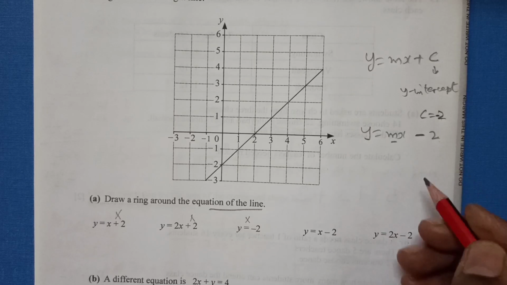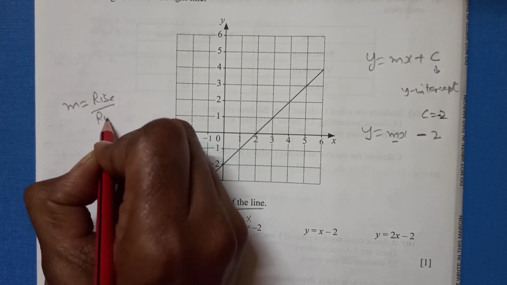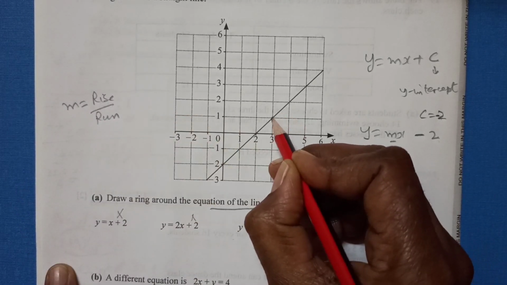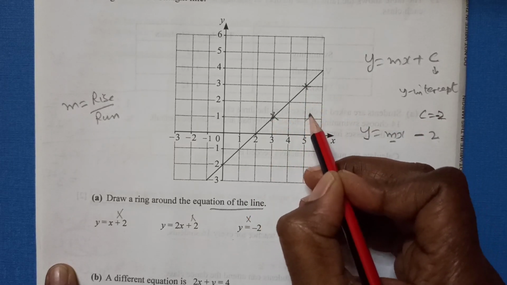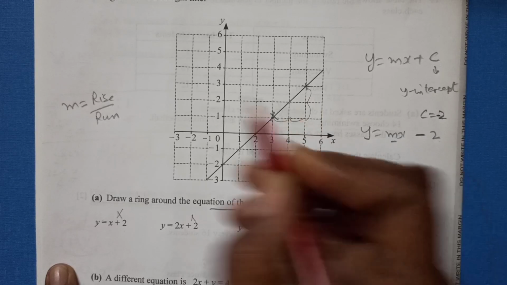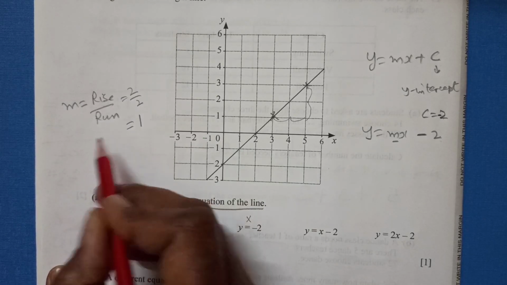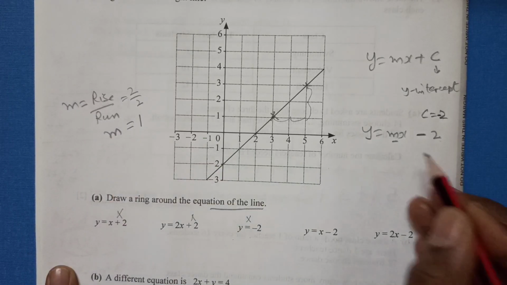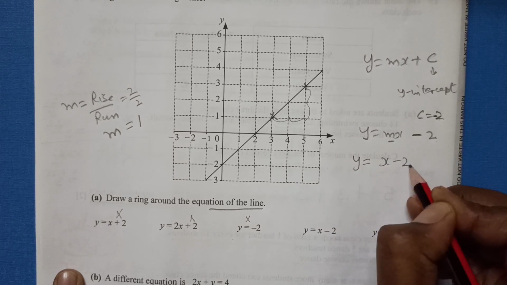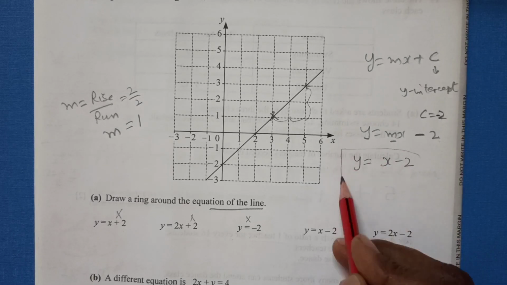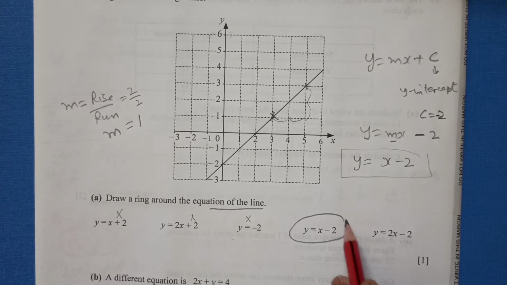And so what is m? M is rise over run. So choose any 2 points. Let's say I'm taking from this point to this point. So from here, rise is 2 and run is also 2. So this is 2 over 2. So 2 over 2 is 1. 2 divided by 2 is 1. So that means the value of m, the slope, is 1. So y equals 1 times x minus 2, which is x minus 2. So you can see what we have here. The equation is y equals x minus 2. So we are going to circle this here.